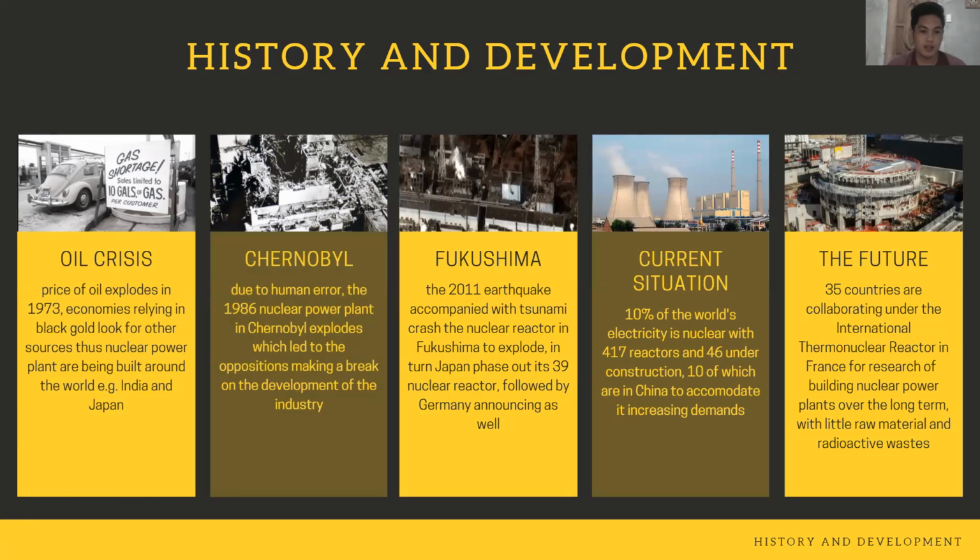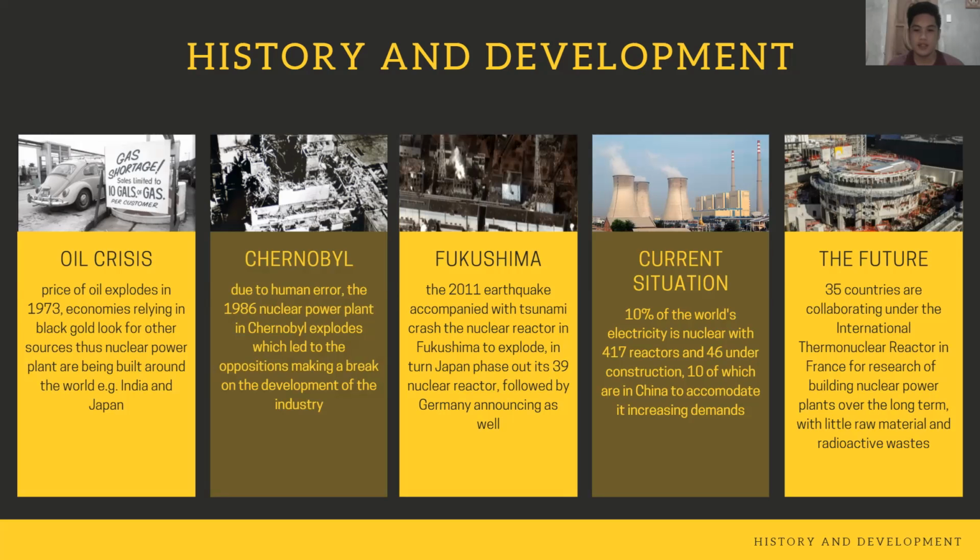And Chernobyl. Due to human error, the 1986 nuclear power plant in Chernobyl exploded, which led to opposition making a break on the development of the industry. In Fukushima, the 2011 earthquake, accompanied with a tsunami, crashed the nuclear reactor in Fukushima, causing it to explode. In turn, Japan phased out its 39 nuclear reactors, followed by Germany announcing the same.